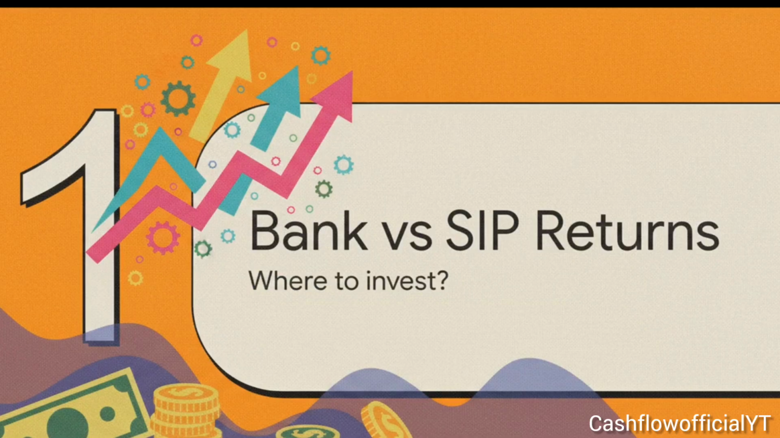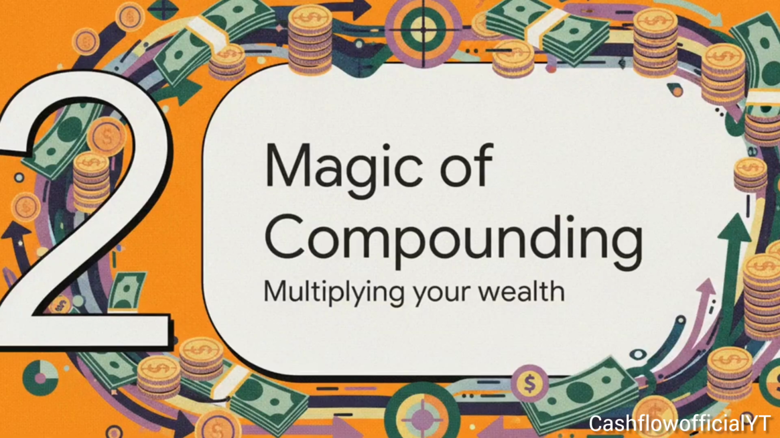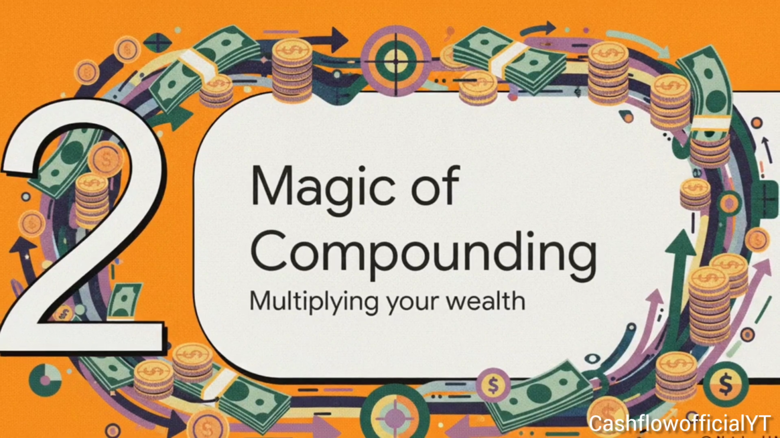Section 1. Bank returns versus SIP returns. Let's face the harsh reality of traditional saving. You stick your money in a standard savings account and you're hovering at what, a 2.5 to 3% return? Even if you lock it away in a fixed deposit, you might hit 7%. But historical estimates for SIPs? They consistently offer a minimum 10% return, and honestly, they frequently go much higher. Now that percentage gap might look kind of modest at first glance, but just wait until you see the underlying math.